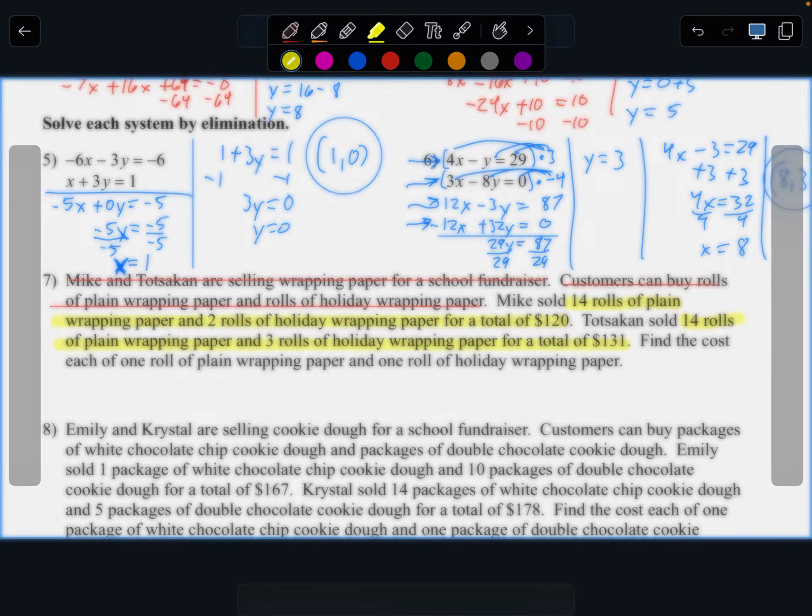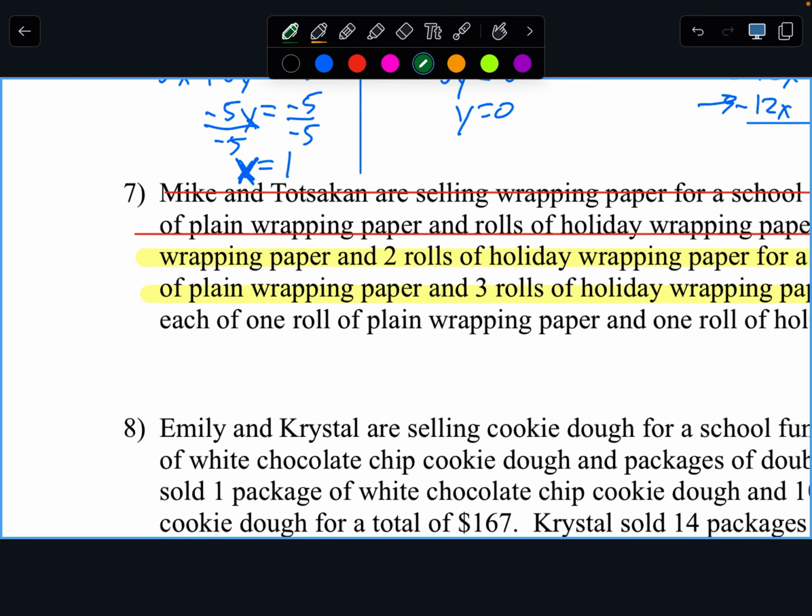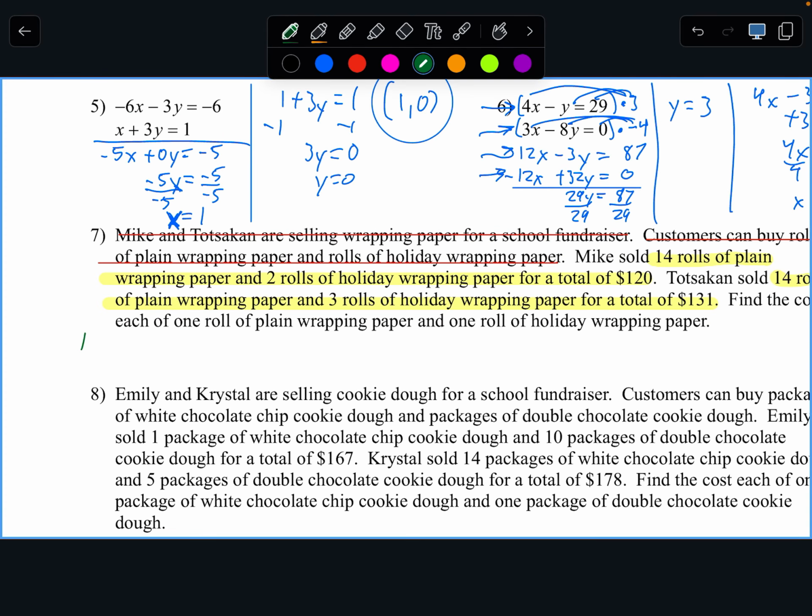So remember, when we are trying to find whatever we're trying to find, those are going to be our variables. Whether you use x and y or something else, totally fine. For word problems, we can use whatever variables we want, because so long as we're not graphing, it doesn't matter what the variable is. We're just trying to figure out what the answer is, okay? So I'm going to go ahead and use P equals cost of plain, H equals cost of holiday.